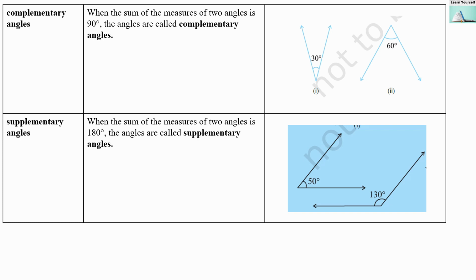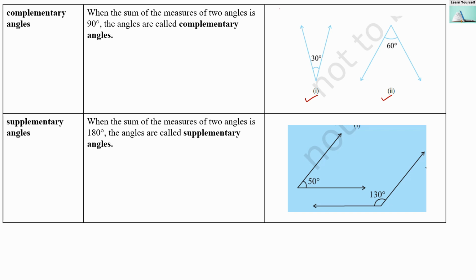So let us start with our very first topic, that is complementary angles. Now, what are these complementary angles? When two angles will be there. Here I have given you the example that there are two angles, angle 1 and angle 2. Angle 1 has a measure 30 degree, angle 2 has a measure 60 degree. So when we add these two angles, it should be 90 degree. Then they are said to be complementary angles and they are complementary to each other.